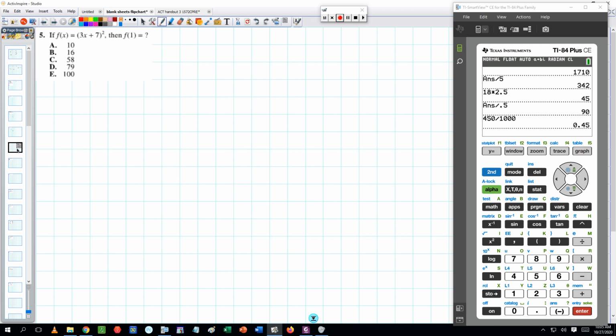If f of x is equal to 3x plus 7, that quantity squared, what is f of 1? So I'll go 3 times 1 plus 7, and then I'll square that. 3 times 1 is 3. 3 plus 7 is 10. 10 squared is 100. Our answer is E.